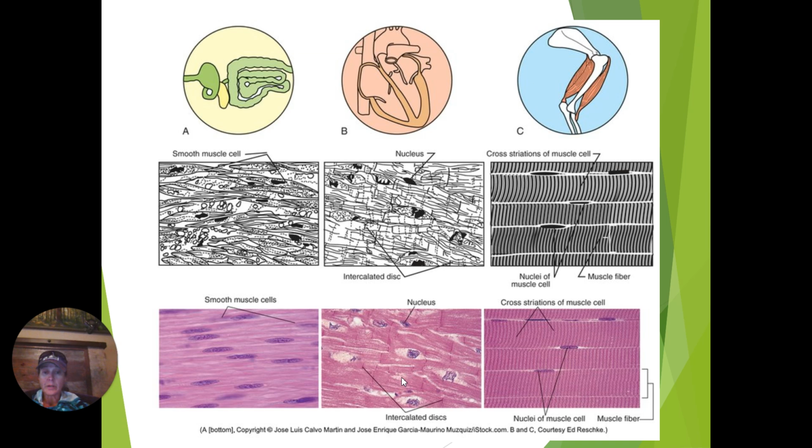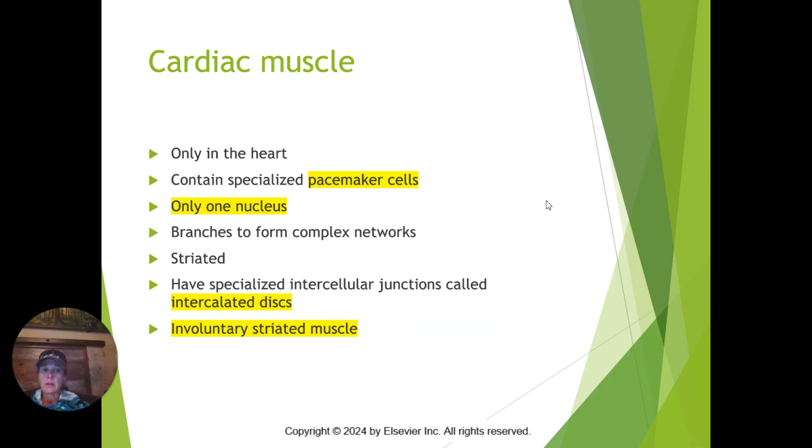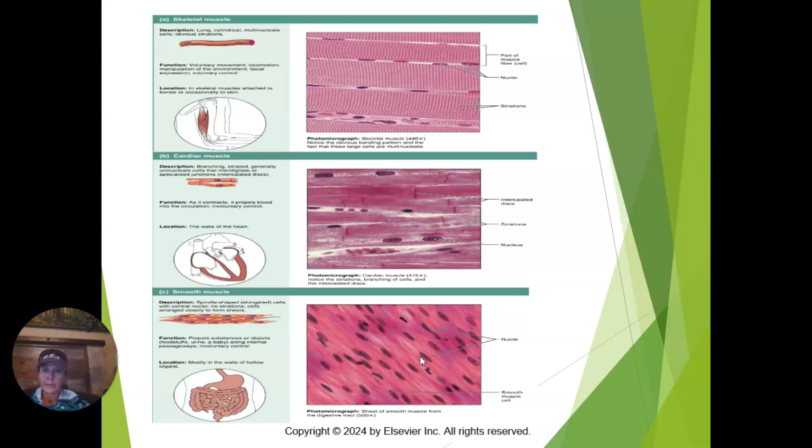Cardiac muscle and smooth muscle, also important, and we're going to talk about them in their own chapters as well. But our cardiac muscle is only found in the heart. Cardiac muscle has special cells called pacemaker cells. Cardiac muscle cells, unlike skeletal muscle cells, only have one nucleus. And they have these really special little junctions between them called intercalated discs. So cardiac muscle falls into a category of involuntary muscle, but is also considered striated.